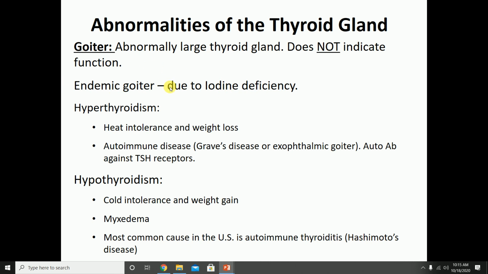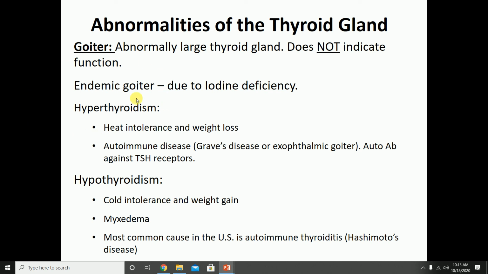This used to be a public health problem years back. It is no longer a problem because if you take a look at your salt, you'll find that a lot of the salt now is iodinized, meaning that they've added a little bit of iodine into it in order to prevent endemic goiter from occurring.